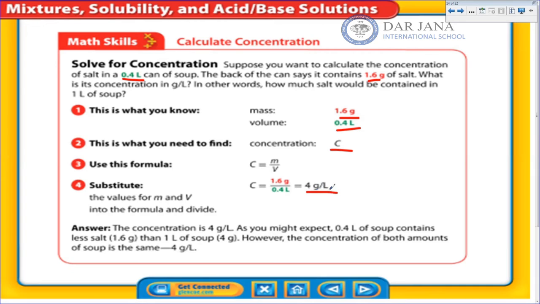So it's grams per liter. Sometimes we use milliliter instead of liter. So this is the unit of concentration. It's a gram per liter, or it can be gram per milliliter.